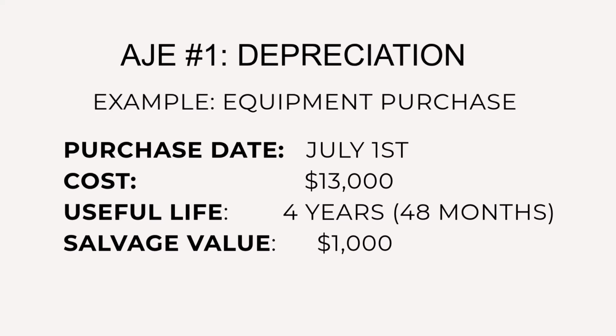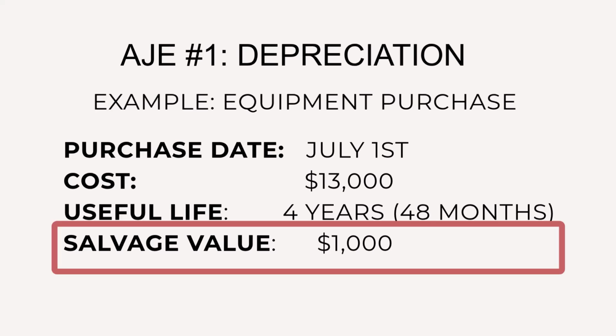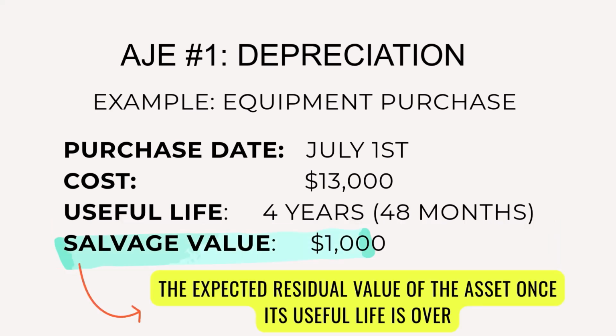Here's how it works. Let's say your business purchases a piece of equipment on July 1st for $13,000, and it has a useful life of 4 years. At the end of those 4 years, you estimate that you'll be able to sell or scrap it for $1,000. That $1,000 is called the salvage value, the expected residual value of the asset once its useful life is over.